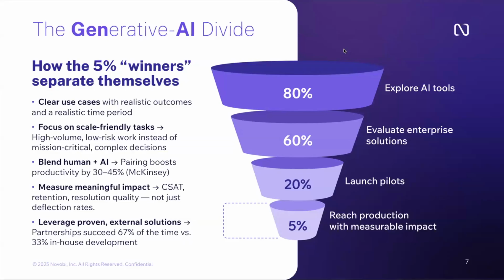Point number 5, the last point at the very bottom, even less intuitive, is to leverage proven and external solutions. In this same study, I think this is the most interesting point, they found that partnerships with a solution provider will succeed twice as often as development that is completely in-house. In fact, it's 67% versus 33%. And so this is where specialist companies, kind of like Novobi, come in to help corporations not just to experiment.